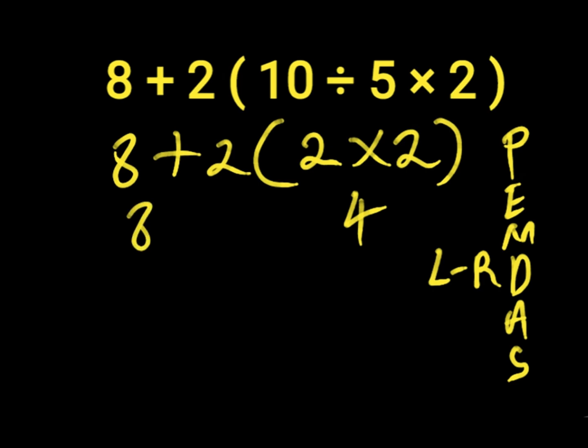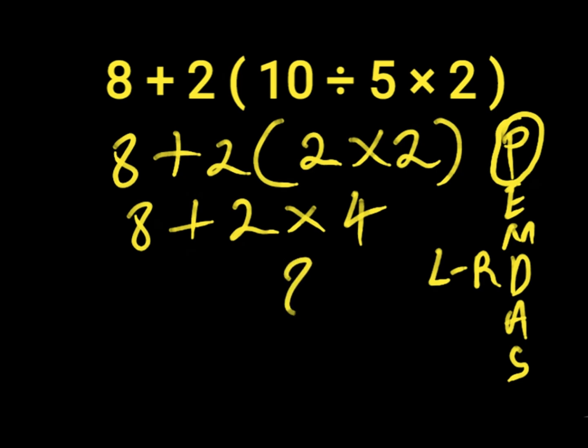Then we have 8 + 2 × 4. Then we have done our parentheses. Then first of all we solve our multiplication because it comes before addition. So 2 × 4 will give us 8. Then we'll bring down our 8 + 8. We have done our multiplication.